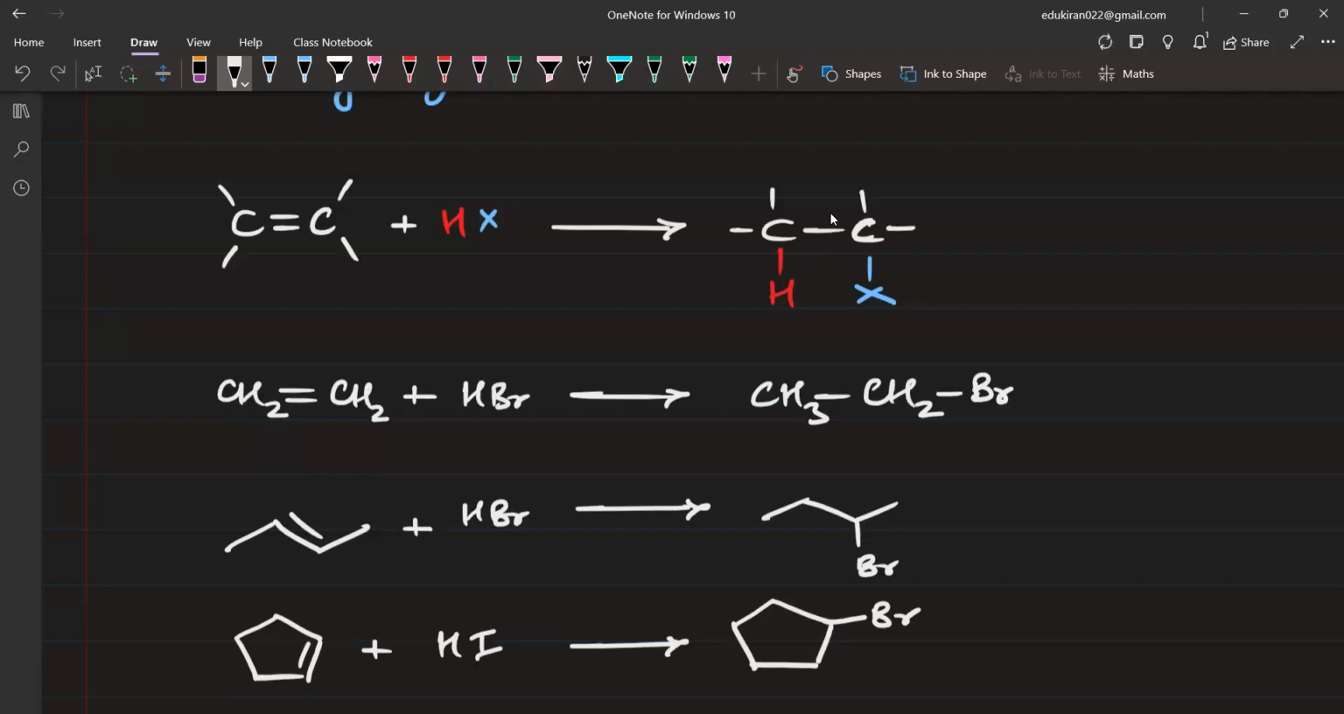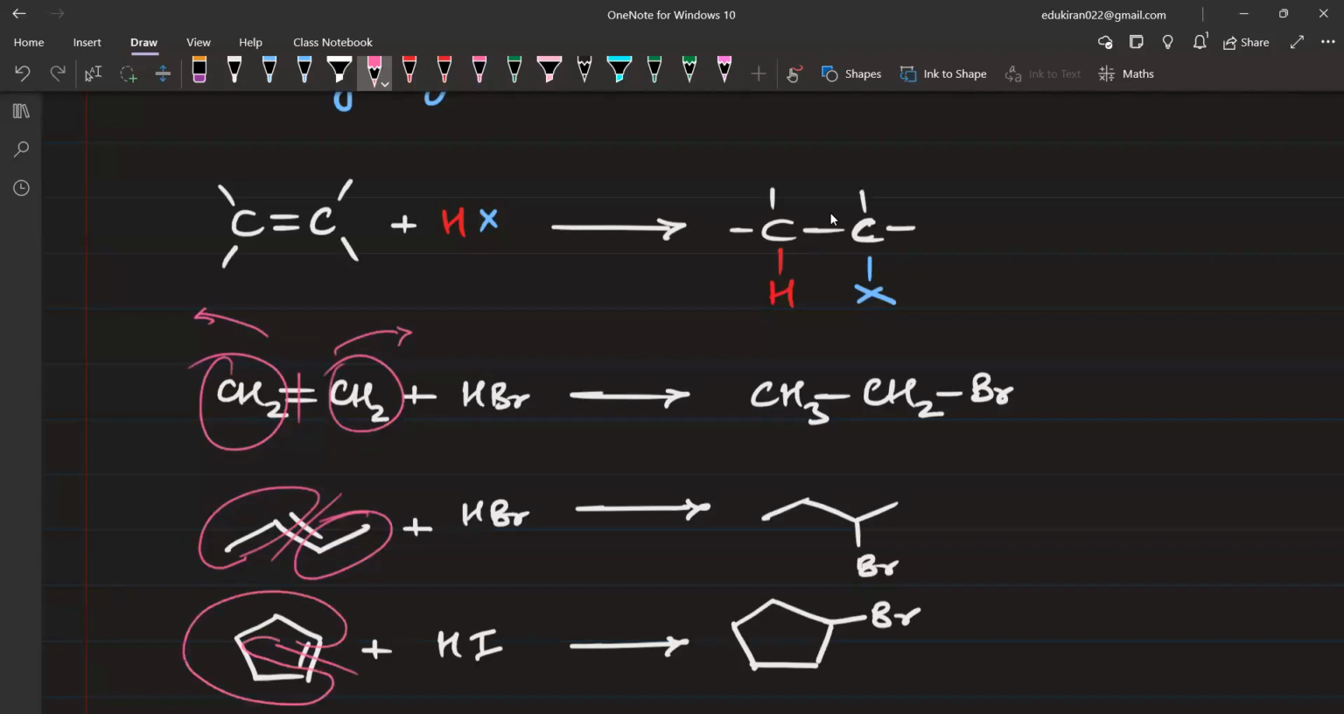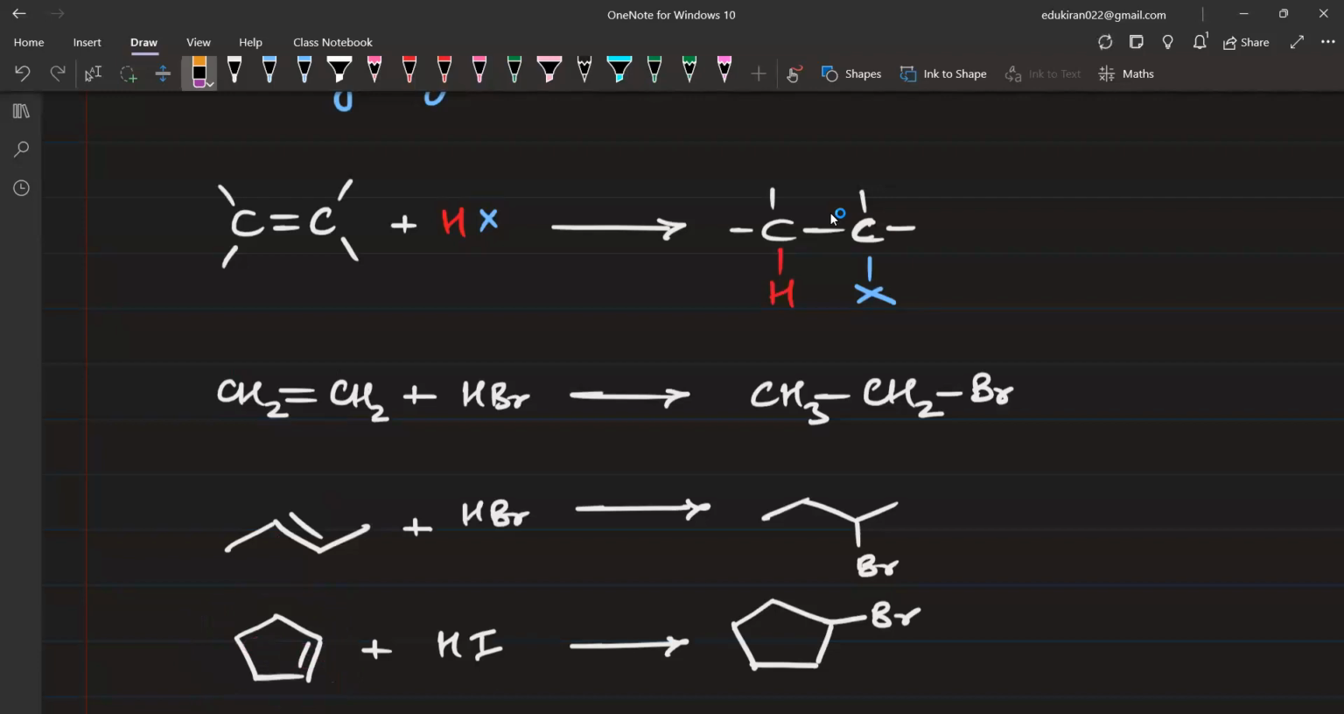As you can see, it is very easy for us to determine the product when the alkene is symmetrical. That means if you cut the alkene at the double bond, on the right side as well as the left side, you are getting the same fragment, CH2 here and CH2 here. Similarly, if you cut the double bond here, you are getting the same fragments. So these types of alkenes are known as symmetrical alkenes, which have similar carbon atoms or similar fragments on either side of the double bond. In this case, give one carbon the hydrogen and the other the halogen; you don't have to worry about anything else.